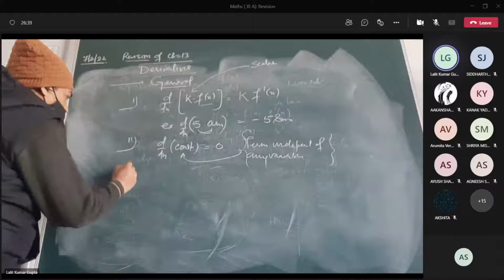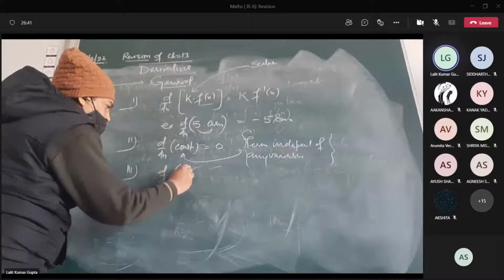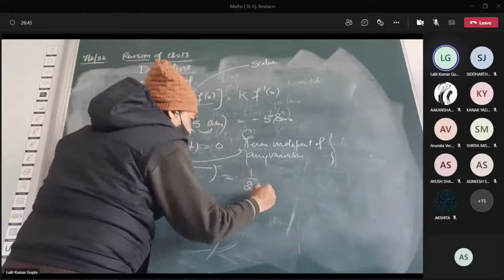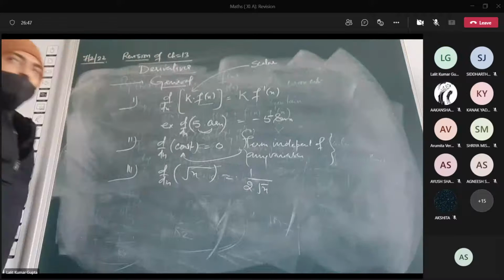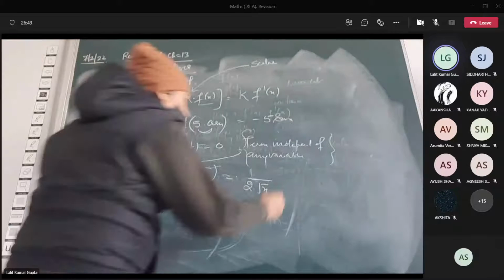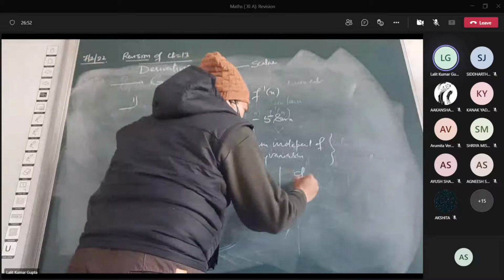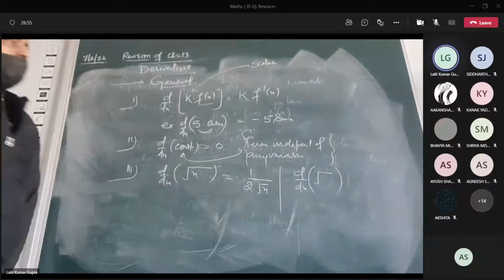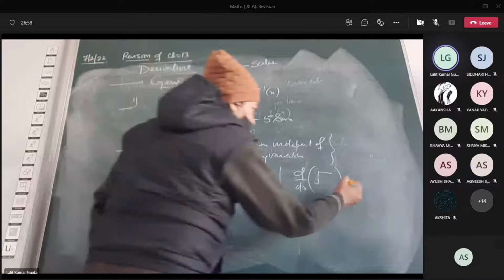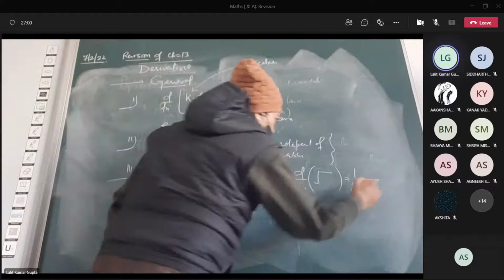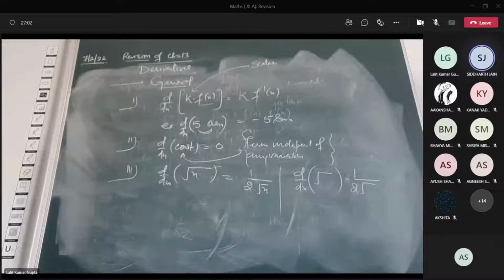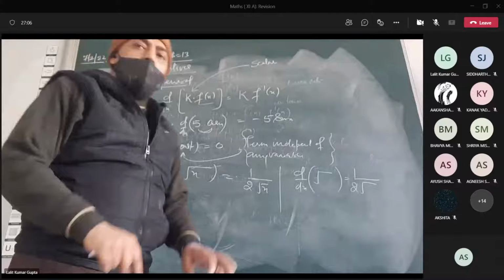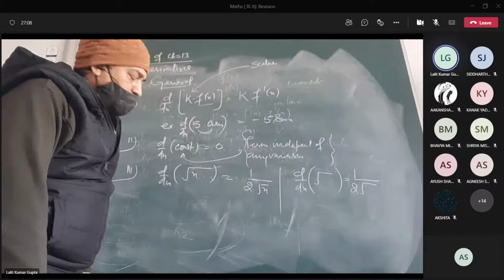Otherwise, this is d by dx of root x and its derivative is 1 by 2 root x. And I used to say this thing: always remember the derivative this way. What is the derivative of root? It is always 1 by 2 root. Just remember it like this. There will be no minus, sir. Okay? No, beta, minus will not come.